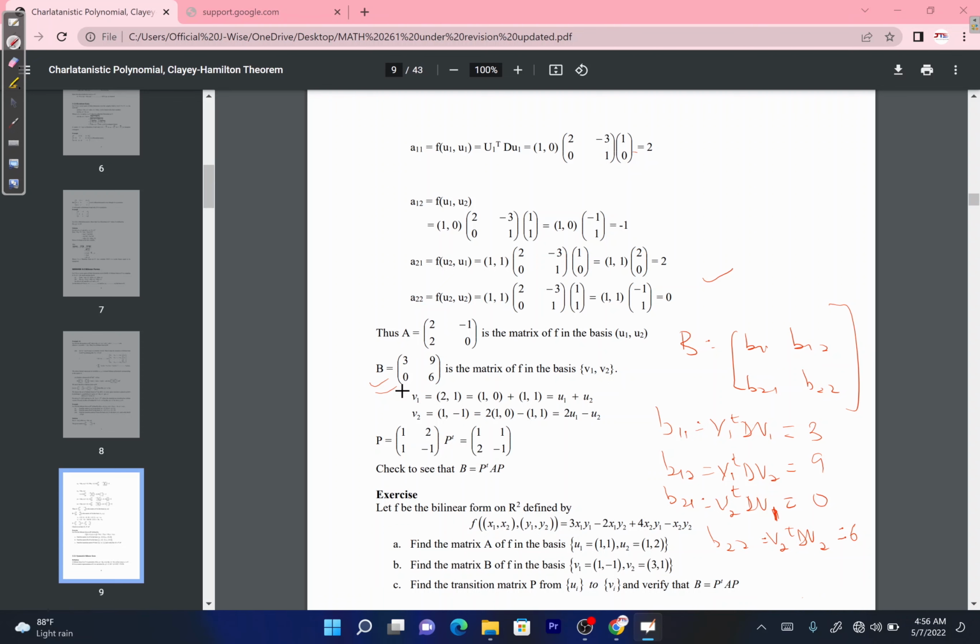And for the third question, we are to form our transition matrix P.